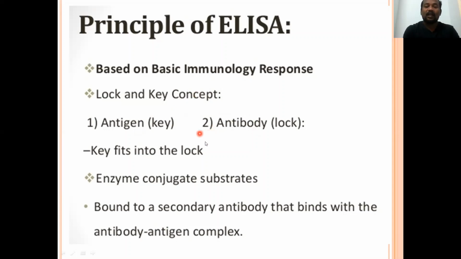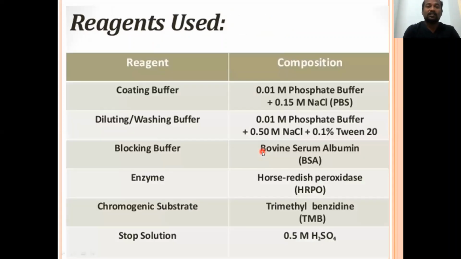So that antigen-antibody binding will make the detection of any antibody presence in the sample. So that ELISA test will make the detection of HIV present in the patient sample. So this is the principle involved in the ELISA. So what are the reagents used in the ELISA?